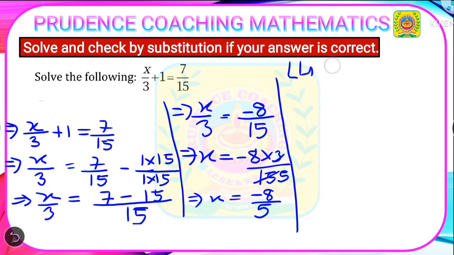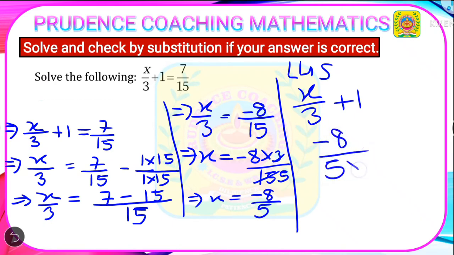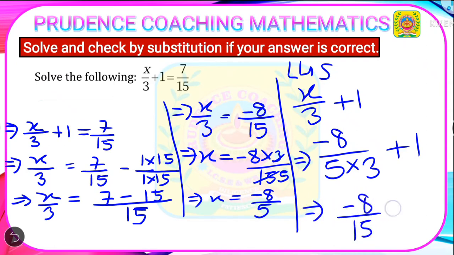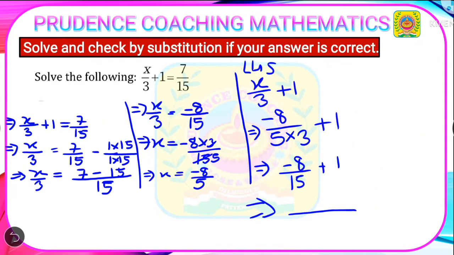So we will write the LHS what we are given, that is x by 3 plus 1. So here the value of x is minus 8 by 5, and we need to divide this with 3. So we are writing here 3, then plus 1. Now we need to solve this one. So what you will get, that is 3 into 5 is 15, and minus 8 here, and here we have plus 1. So we will take the LCM, and we will get the LCM as 15, as we don't have anything here, and as the denominator of minus 8 we have 15.